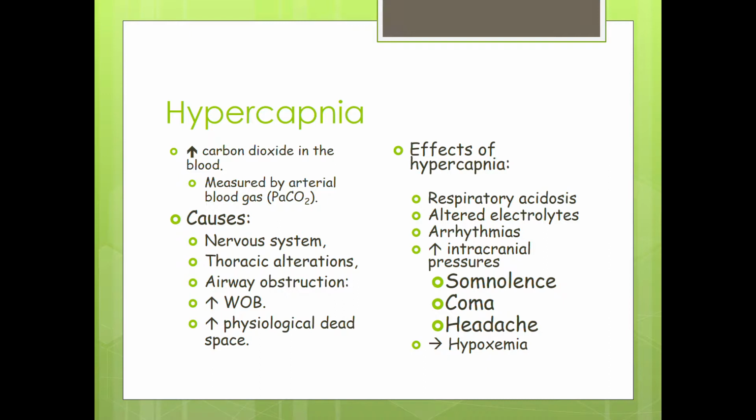So what happens when you're hypercapnic? Well, you get respiratory acidosis, so your body's going to try to breathe a little faster. I'll show you on the next slide, but you do get altered electrolytes and primarily higher potassium levels within the body. Because of that alteration in electrolytes and the high CO2, you can be at an increased risk for heart arrhythmias. And as we talked about during our stroke lecture, you can have an increase in intracranial pressures because of the hypercapnia. And that can lead to somnolence, coma, and headache. And then, of course, lastly, hypercapnia and hypoxia often occur hand in hand.